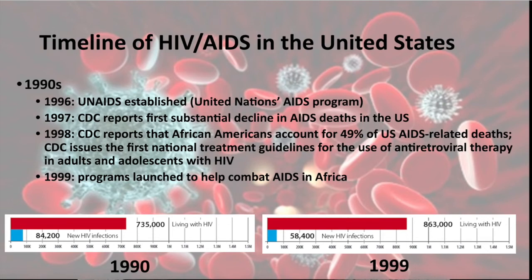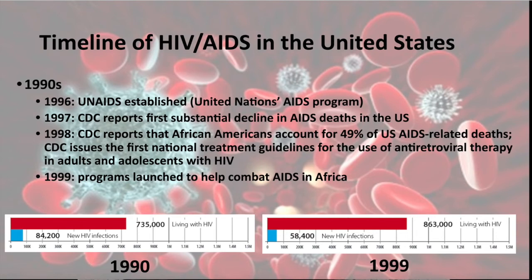In 1998, the CDC says that African Americans account for 49% of U.S. AIDS-related deaths. There's lots of things wrong with that. Part of it is inadequate access to proper health care, as well as, and I'm not saying that they would be denied health care, just, depending on where they live, they might not have enough money to afford health care, which in the United States is appalling.